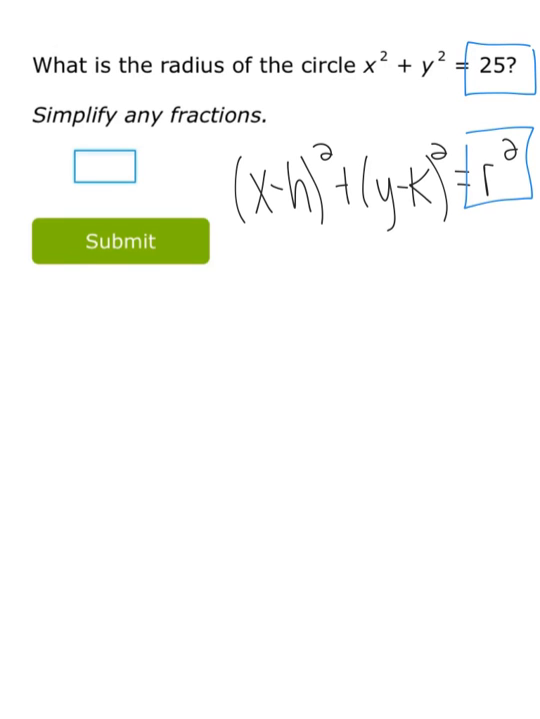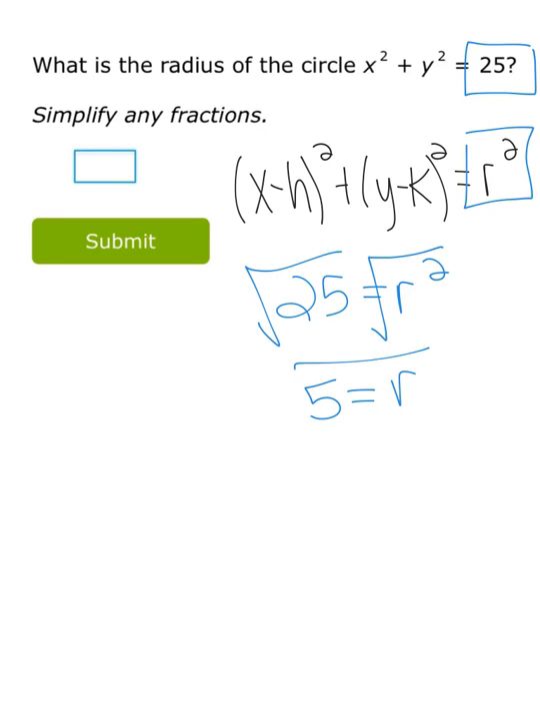I know 25 has to equal the radius squared. So if I know what r squared equals, I would just take the inverse, which would be the square root. The square root of 25 is 5, so my radius would have to be 5 units. Okay, next example.